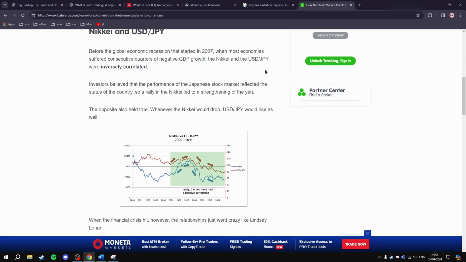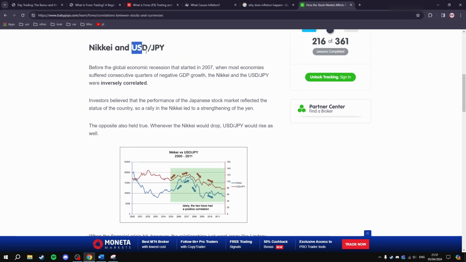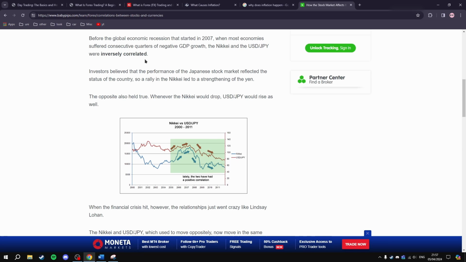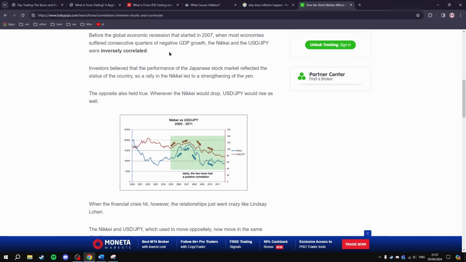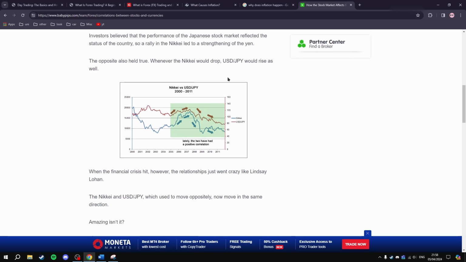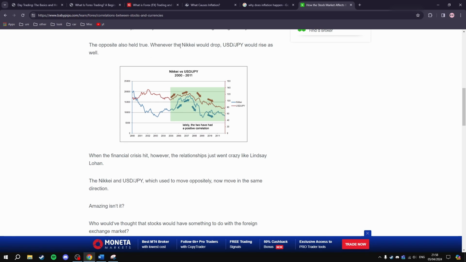Nikkei and USD JPY, so selling the JPY to buy USD. Before the global economic recession that happened in 2007, when most economies suffered consecutive quarters of negative GDP growth, the Nikkei and the USD JPY were inversely correlated. Investors believed that the performance of the Japanese stock market reflected the status of the country, so a rally in the Nikkei led to a strengthening of the yen. The opposite also held true. Whenever Nikkei would drop, USD JPY would rise as well. So you need to use more JPYs to buy one USD, which means JPY is weakening against USD.